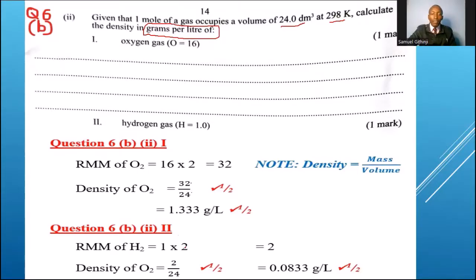Again, with hydrogen, work out the molecular mass. 1 times 2, get 2. Then go ahead and work out the density. 2 divided by 24, and you get the answer there.